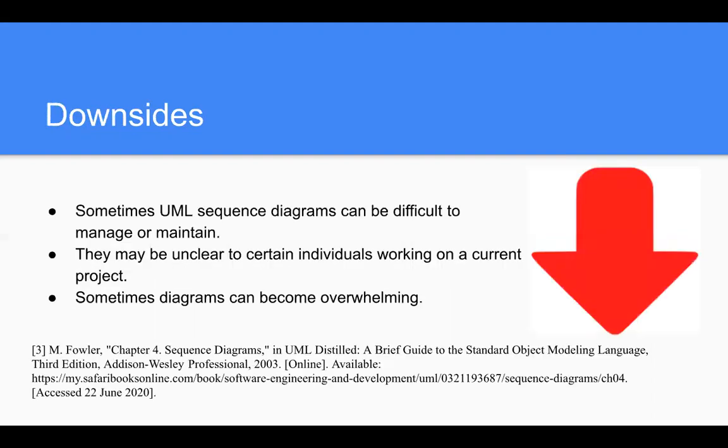So the downsides are some of the disadvantages with UML sequence diagrams. Sometimes UML sequence diagrams can be difficult to manage or maintain, and sometimes can be a little bit more difficult to get to work properly. UML diagrams must be synchronized with software code, which requires time to set up and maintain and adds work to a software development project.